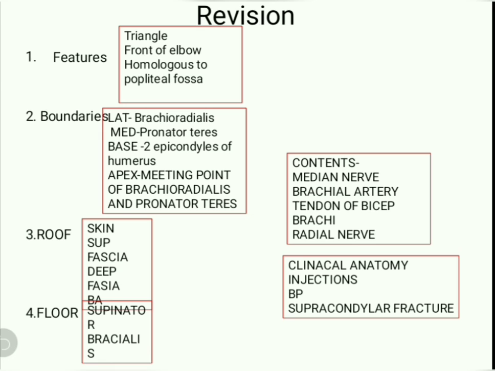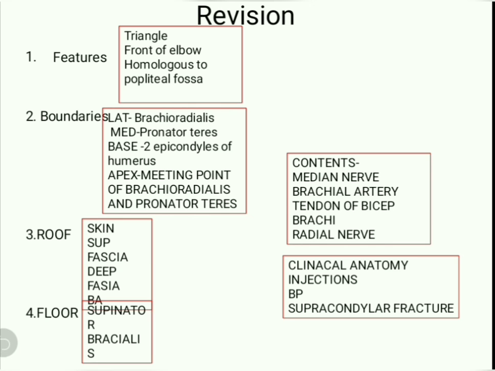This we know. Now the apex. The apex of the cubital fossa is directed downwards and it is formed by the meeting of the lateral and medial borders. Now the roof of the cubital fossa is formed by four structures: first skin, then beneath the skin the superficial fascia, under which we have the deep fascia, and then the bicipital aponeurosis. Now the floor of the cubital fossa is formed by two muscles, the supinator and brachialis muscles.